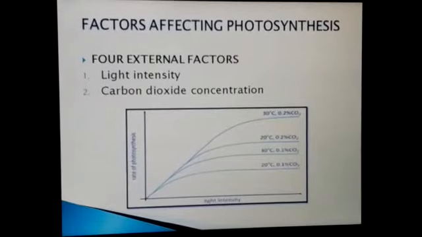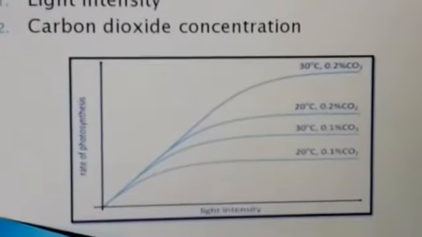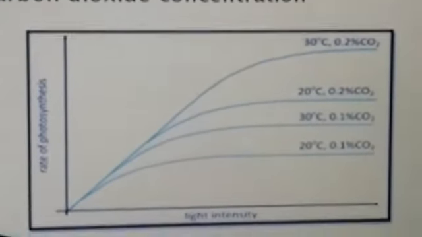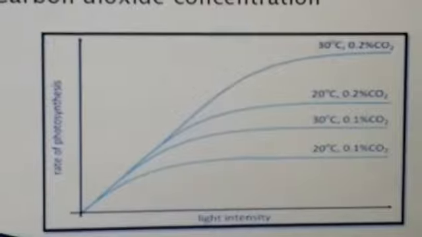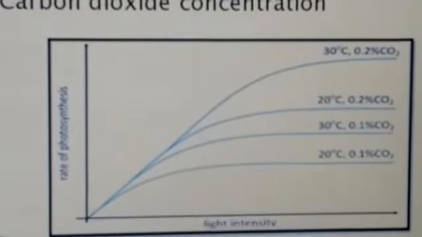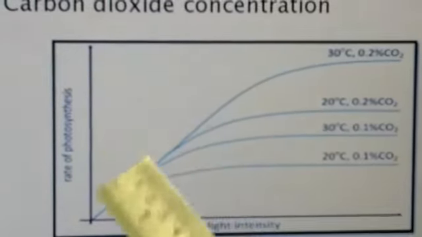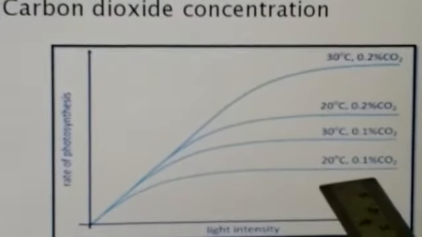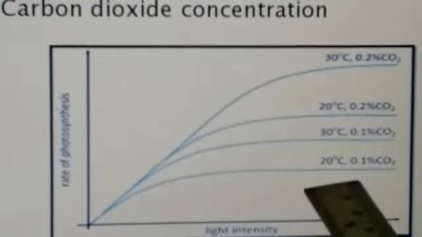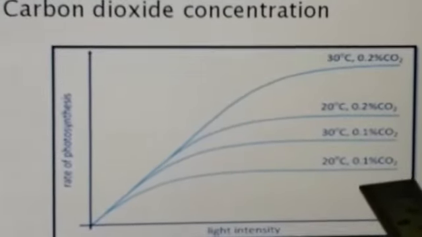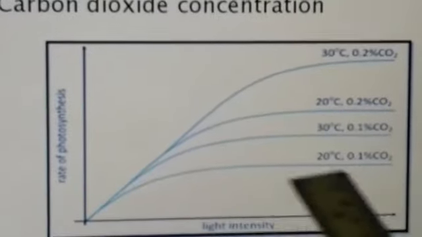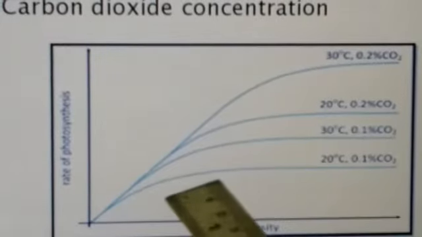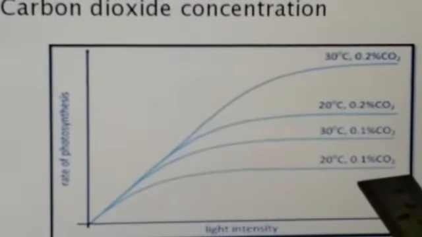Let us understand the graph shown here. This graph is having light intensity depicted in the x-axis and rate of photosynthesis being shown in the y-axis. Now you see the first line of graph. What is the light intensity or temperature shown here? 20 degrees centigrade with carbon dioxide percentage 0.1%. So at this temperature, the rate of photosynthesis increases and again becomes stable.